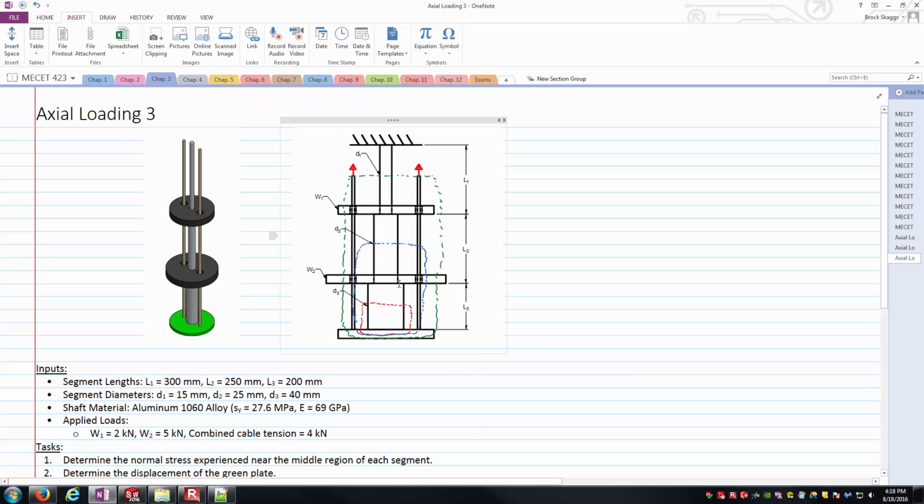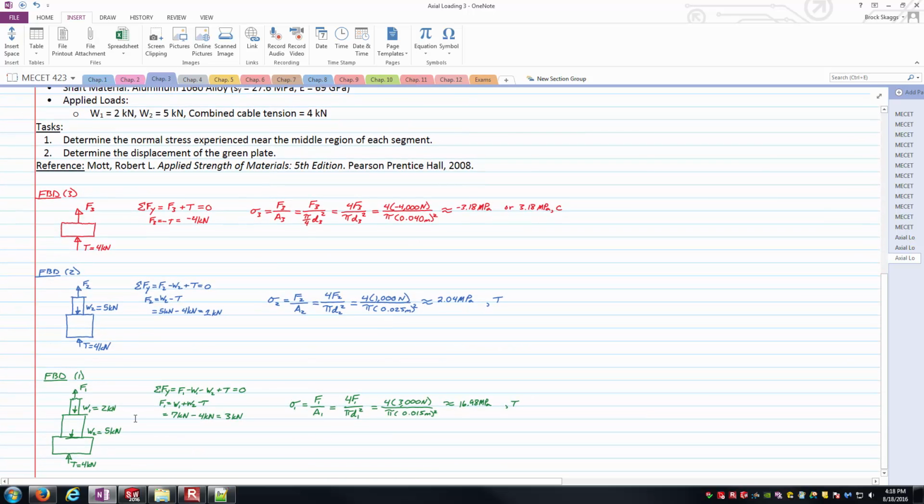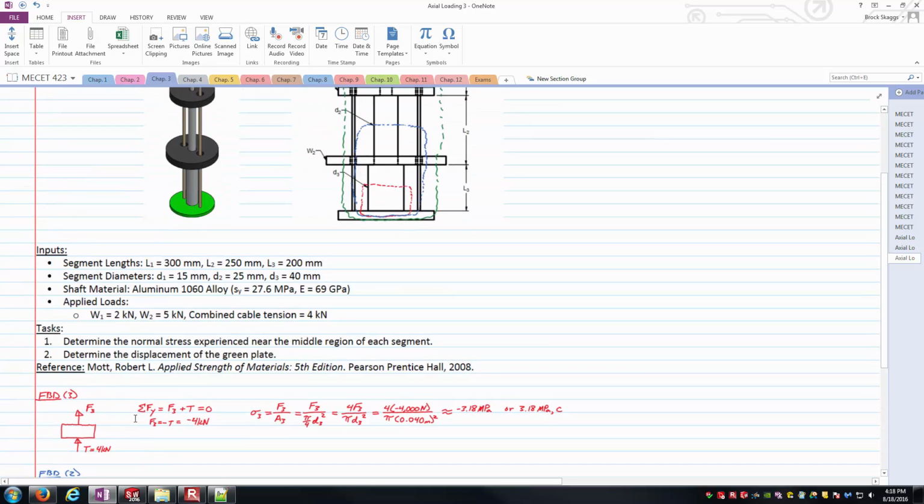That's where we drew our free body diagrams, which we can see below here, and wrote equilibrium equations. By that we were able to find the amount of force that each of the sections of the shaft was carrying. Now that we knew the internal force carried by each section, and we knew the cross-section characteristics, the diameter of the circular shaft, we were able to calculate the normal stress carried by each section. Okay, and so now we're looking at deformations.